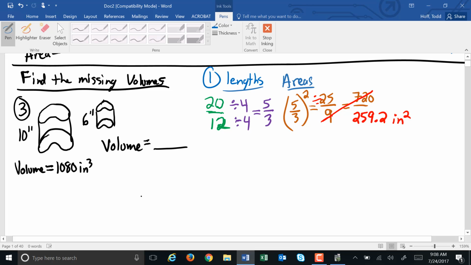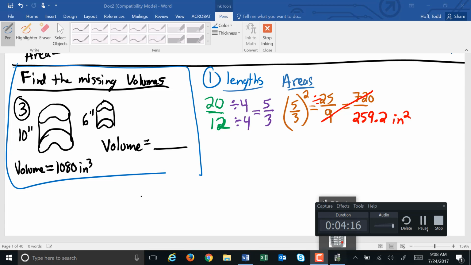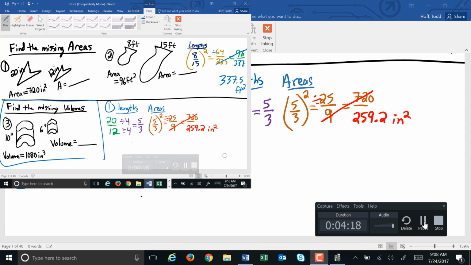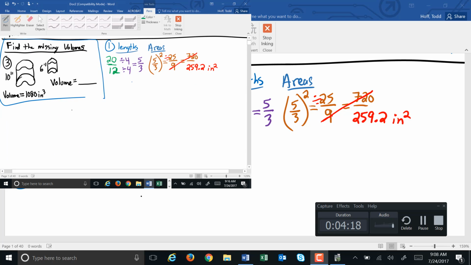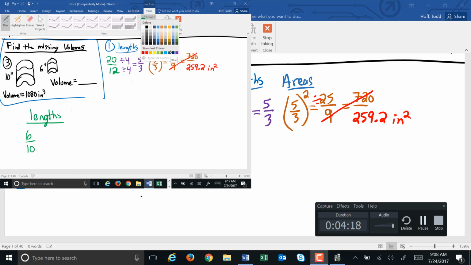Okay, so number 3 down here was off screen, so I'm going to give you guys a minute to work on that quick. Okay, so for number 3, I know you guys didn't get a lot of time to look at it before it disappeared on you. But we're going to start out the same way. We've got to have that ratio of lengths. What's that going to end up being? 6 over 10 or 10 over 6. And both of those numbers can be reduced by, yes, they can be reduced by 2.